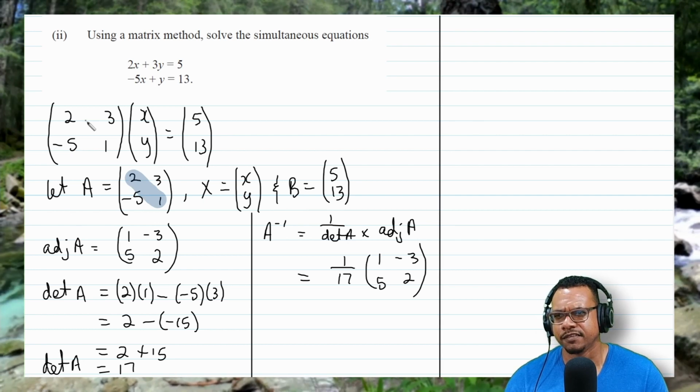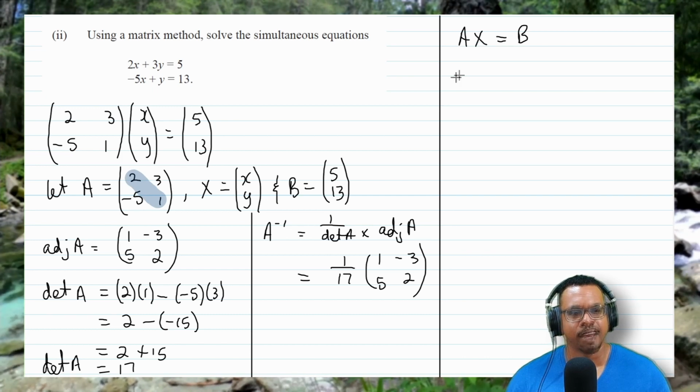All right, so if this is matrix A, this is matrix X, and this is B, what I'll have is AX is equal to B. If I multiply A inverse on this side times AX, I must multiply A inverse on this side too, A inverse times B.